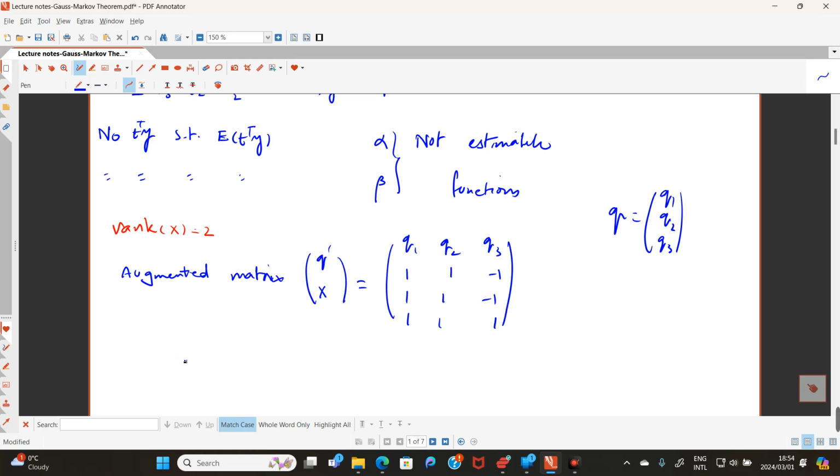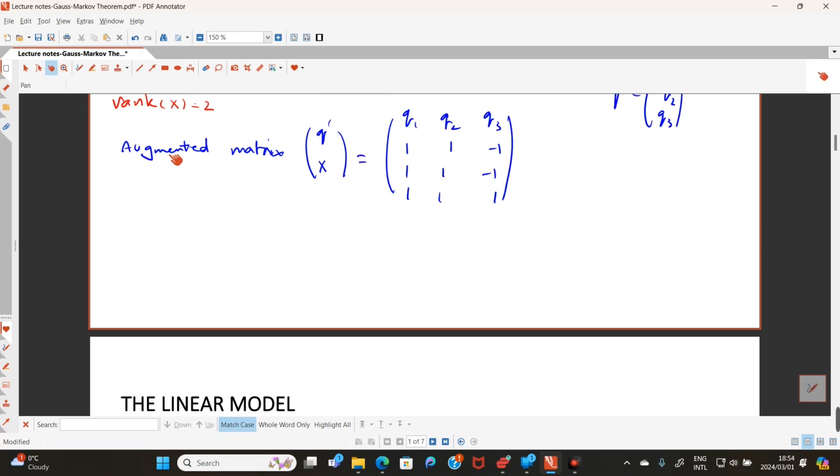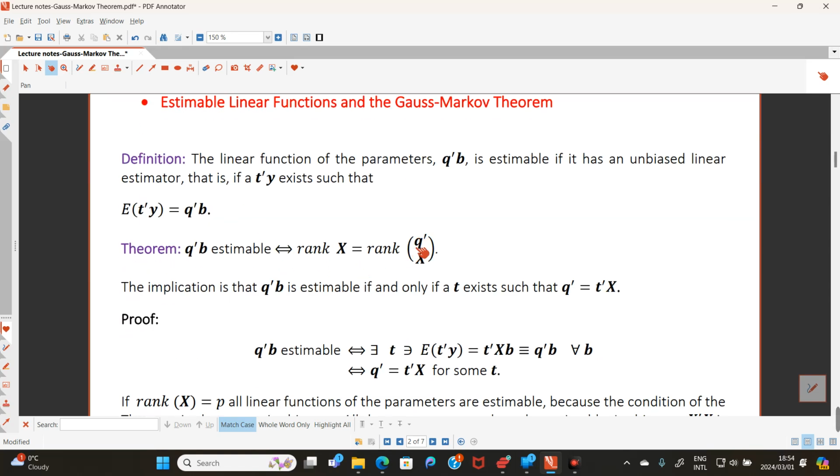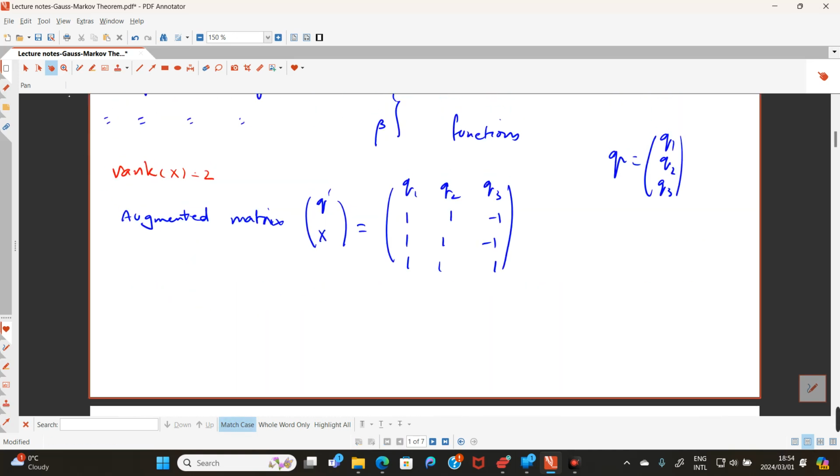According to the theorem, let's go back to the theorem once again. If the rank of this augmented matrix is equal to the rank of X, then q prime b is estimable. It means the rank of this matrix must be equal to 2. So we must have rank of q prime X equal to 2. It means that according to this structure, q1 must be equal to q2. So that is the result.